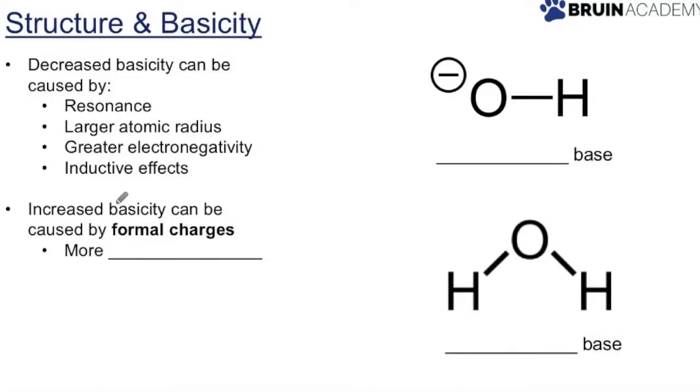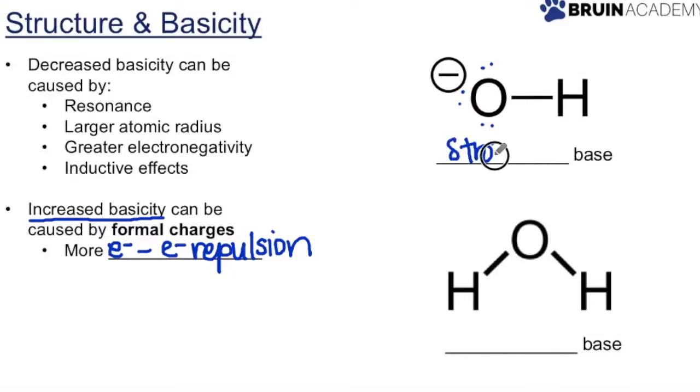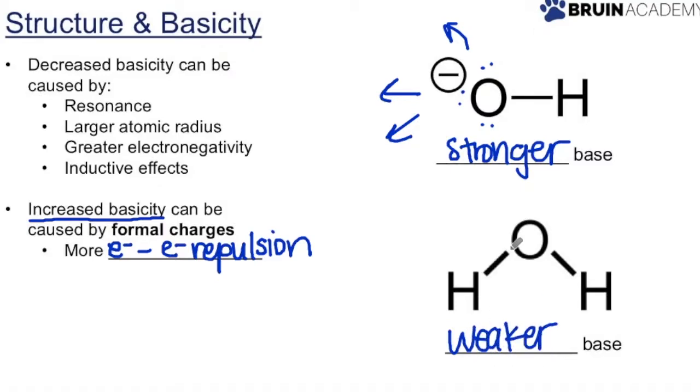Increased basicity can actually be caused by formal charges. The reason for this is you have more electron repulsion. If you remember, formal charges are usually due to having excess electrons around. So here we have a hydroxide ion. Since there are so many electrons around it, there's a lot of repulsion here. This leads to a stronger base because these electrons want to be given away. It doesn't want to keep them as much because there's too much instability here. As opposed to something like water, which is a weaker base, as it does not have a formal charge and does not have these excess electrons.